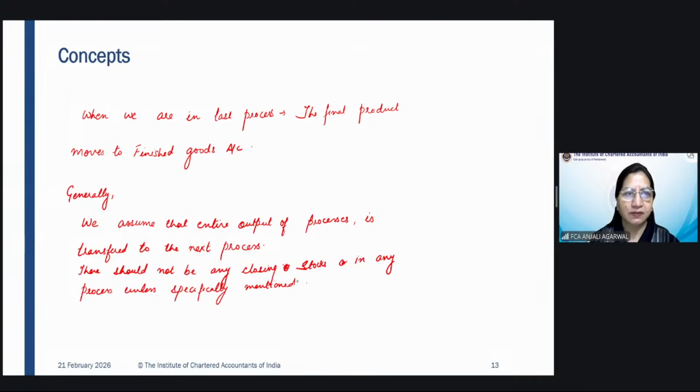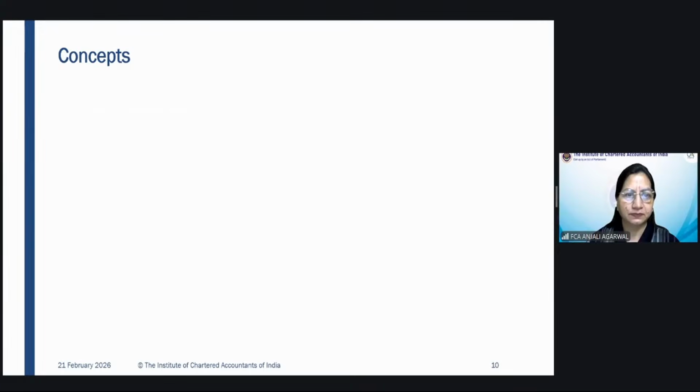So is this clear? There will be absolutely no closing stock in any process. Further, when I say no closing stock, I'm talking about the complete output, the completed units. The completed units of output are transferred.